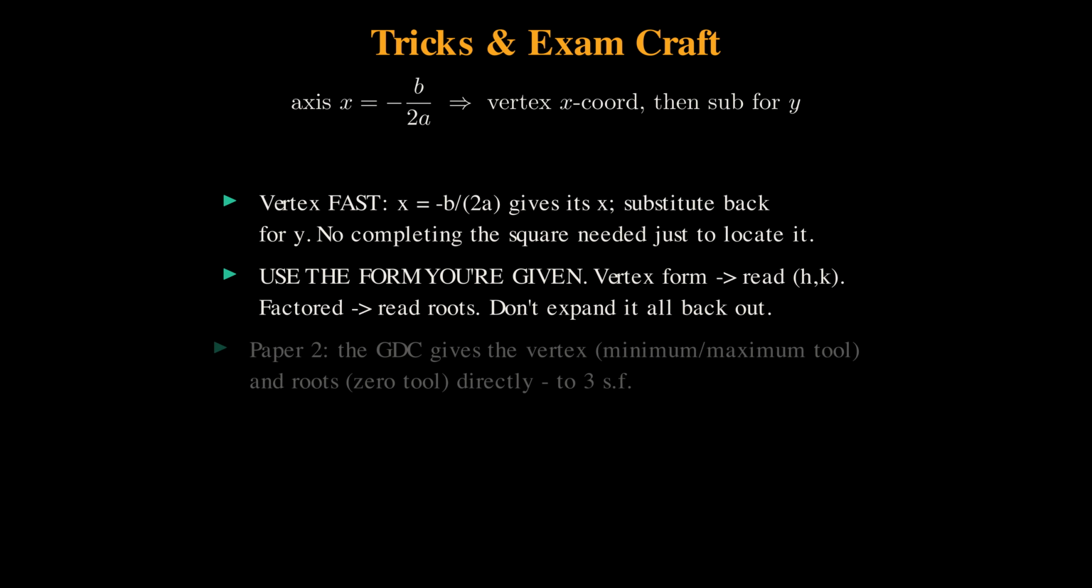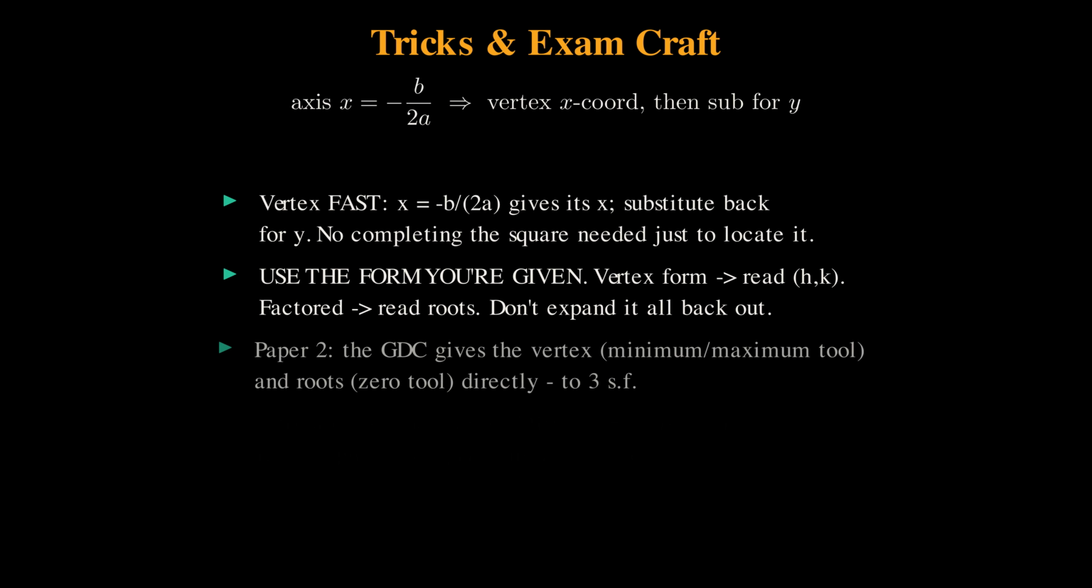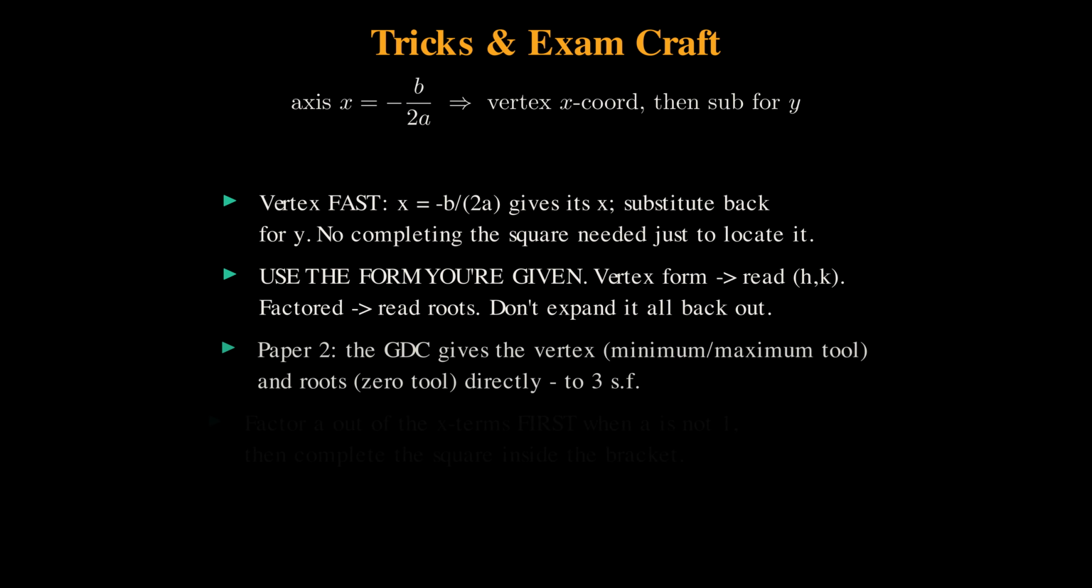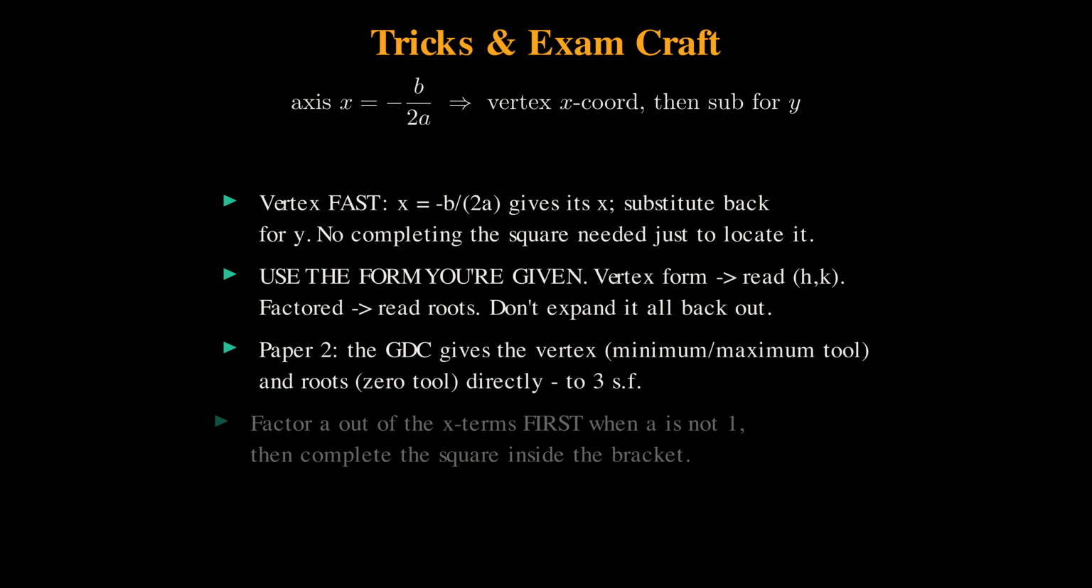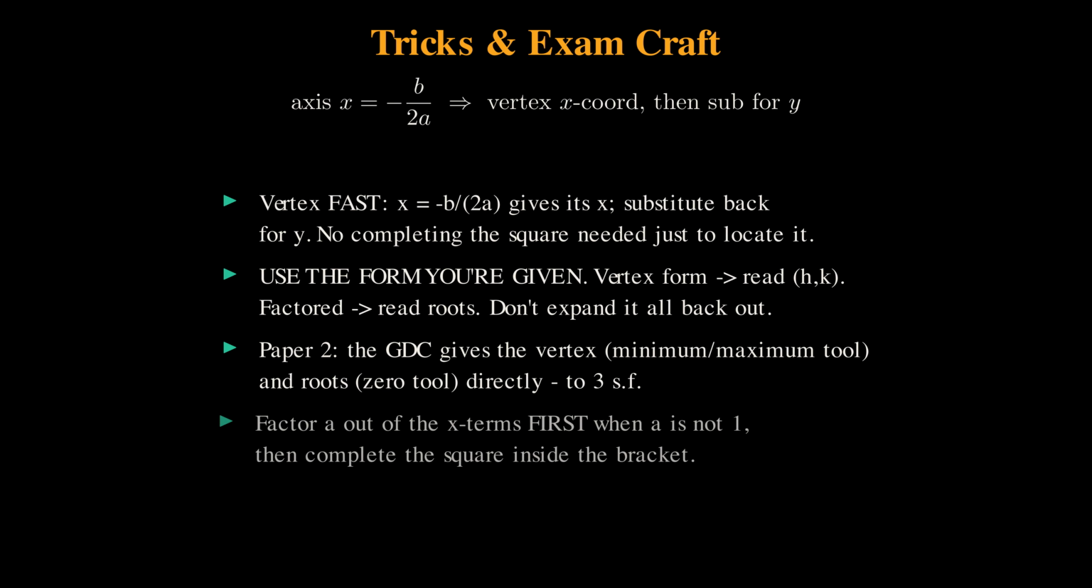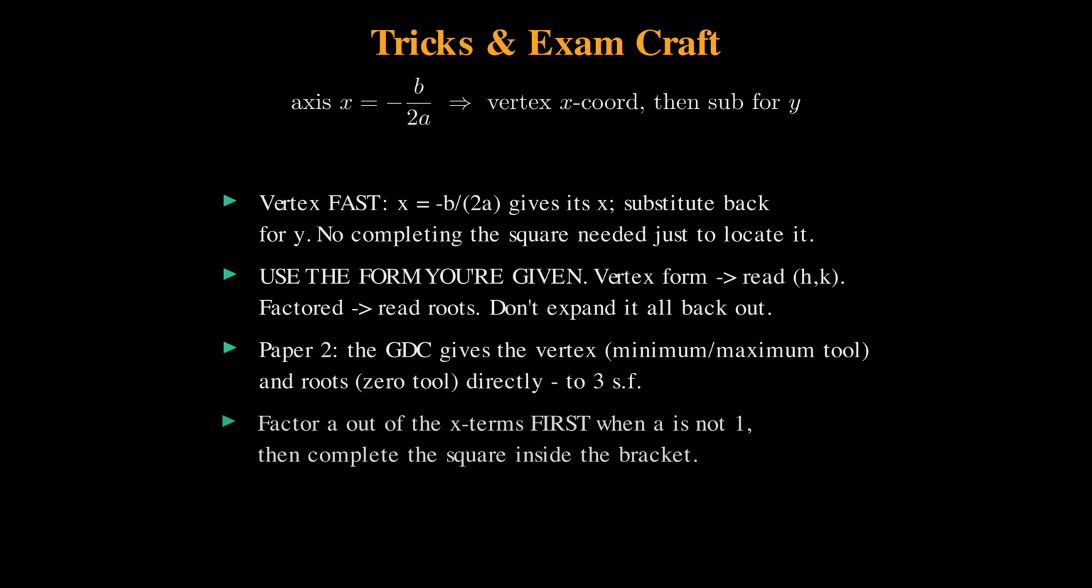3. On paper 2, let the GDC do it. The minimum or maximum tool gives the vertex. The zero tool gives the roots. Both to 3 significant figures. And 4, the one people forget. When a is not 1, factor it out of the x terms before completing the square inside the bracket.